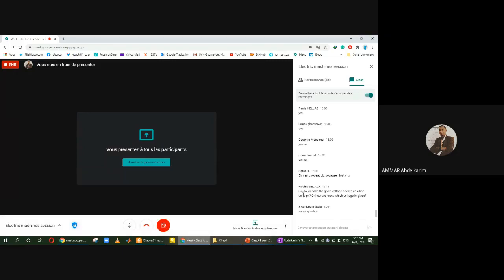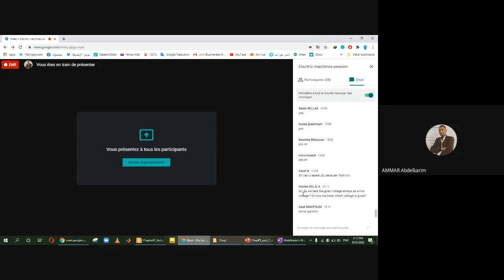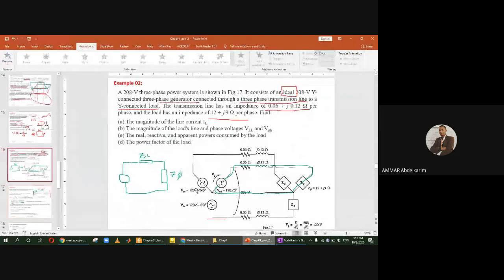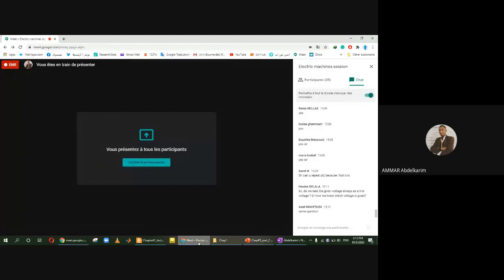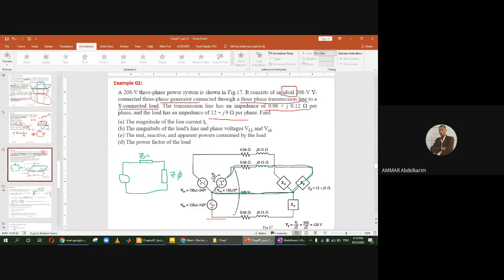Okay. So do not always take the given voltage. You have to see if they give you the line or the phase voltage. Here in our system, they give us the phase voltage, but sometimes they may give you a line voltage. You have to see if it's a line or the phase voltage, because here it's a Y connection. It's very simple. We have another case with delta connection.